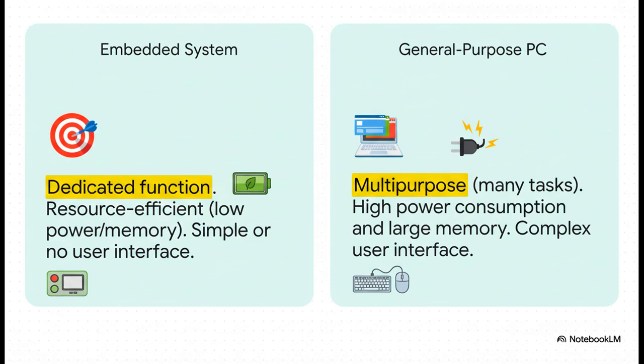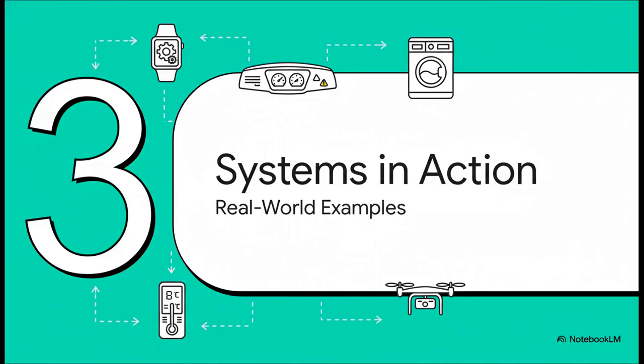And because embedded systems are so specialized, they can be incredibly efficient. They use very little power and memory, which makes them cheap to make and super reliable. And the user interface? It's usually super simple, maybe just a few buttons and a tiny screen, or sometimes no interface at all. So the crucial point is being able to apply all this knowledge.